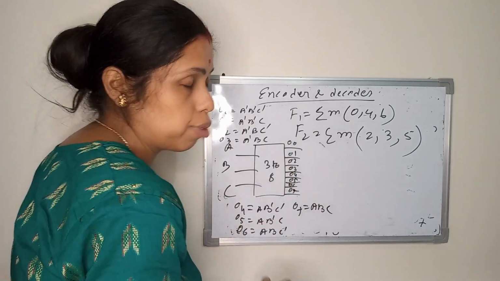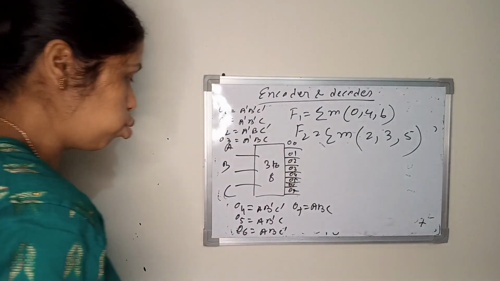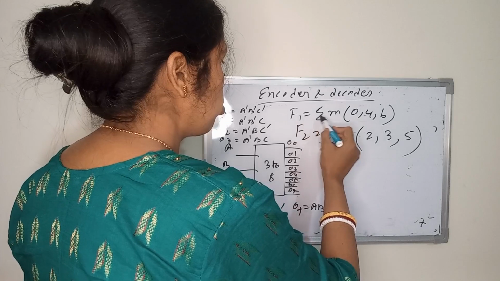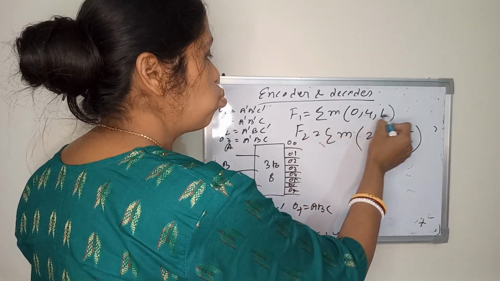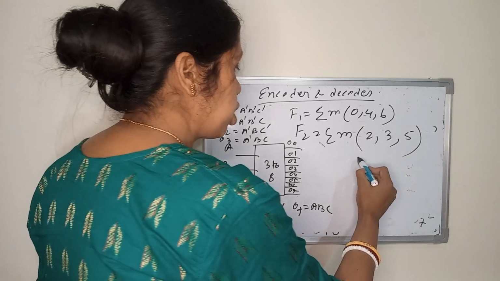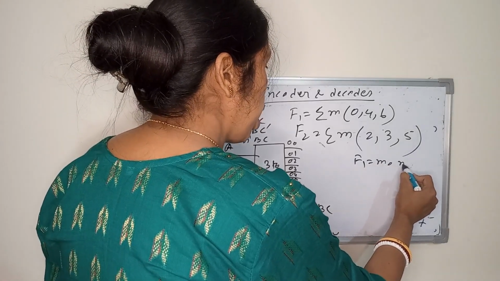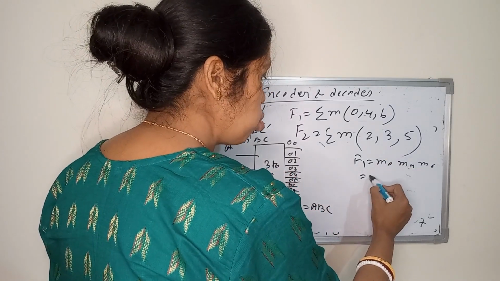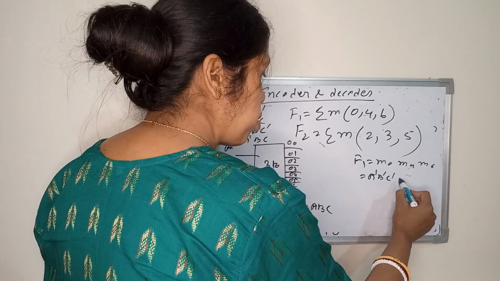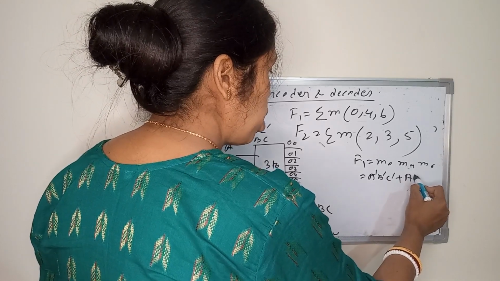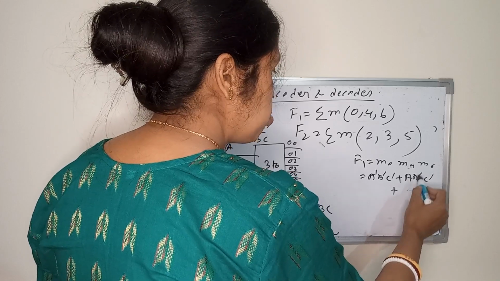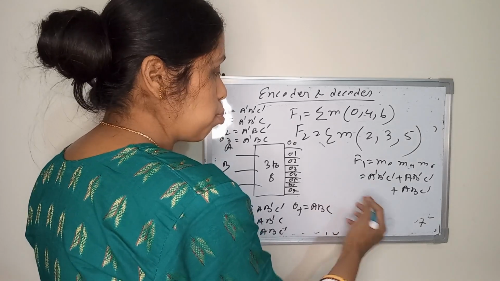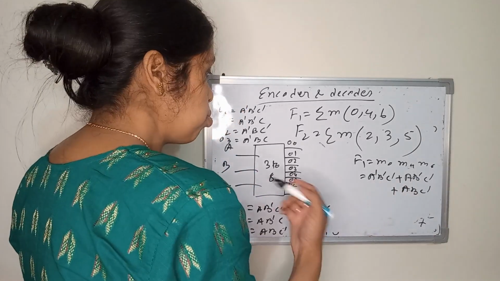If you recall the truth table for the 3 to 8 decoder, here from the minterms you can see f1 is equal to summation m 0, 4, 6. So what can you understand from this? Your f1 includes m0, m4, m6. If you want to write it as an expression, m0 means A prime B prime C prime, plus m4 means A B prime C prime, plus m6 means A B C prime. That means f1 is the summation of these minterms.